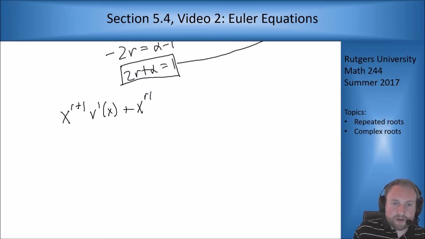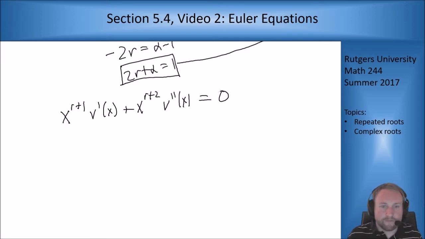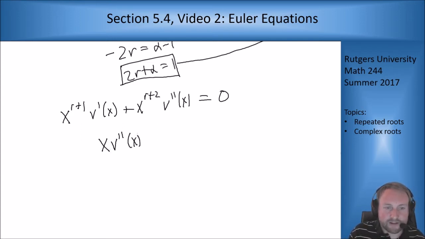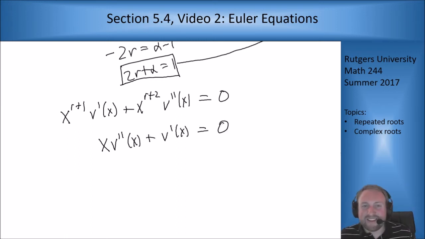So what all of this tells me is that x to the r plus 1 v prime of x plus x to the r plus 2 v double prime of x equals 0. Or if I take this and cancel out r plus 1 factors of x from everything, I get that x v double prime of x plus v prime of x equals 0. Now we can think of this as a first order equation in v prime. V is not mentioned anywhere, so it's v prime and v double prime. So I can solve this like I would solve a normal first order equation.